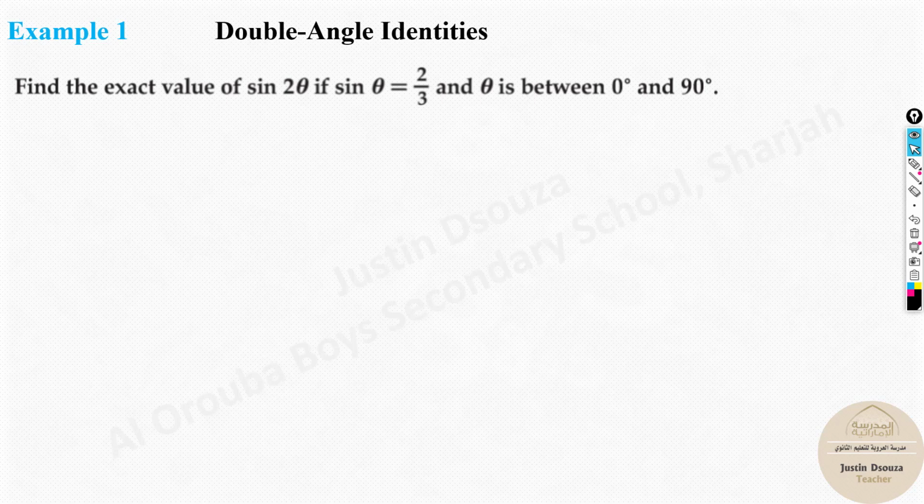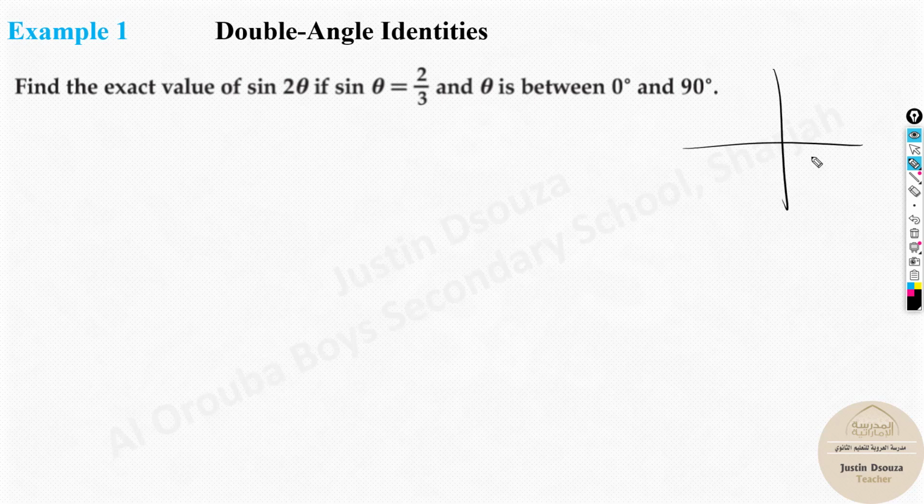The first problem is to find the exact value of sine 2 theta. The sine theta value is given. We need to find its double angle identity, and the quadrant is also given. Now, one important thing about the quadrant. Let me do the quadrant first.